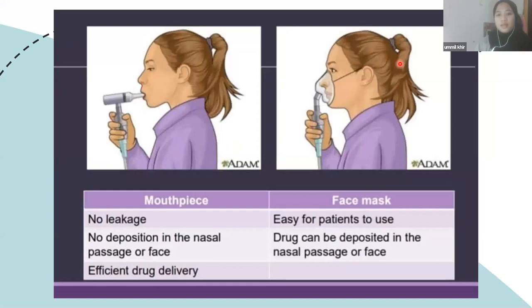Next, okay, so these are the differences between the mouthpiece and also the face mask. For the mouthpiece, there is no drug leakage when using, and no drug deposition in the nasal passage or face, and this is more efficient to deliver drug. And for the face mask, it's easy for the patient to use. However, drug can be deposited in the nasal passage or face. So this one might not have enough drug being transmitted directly to the targeted area.